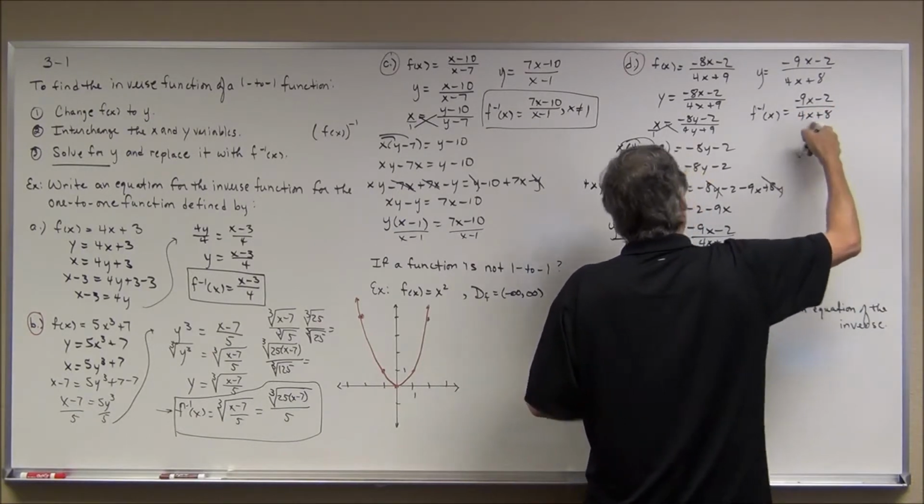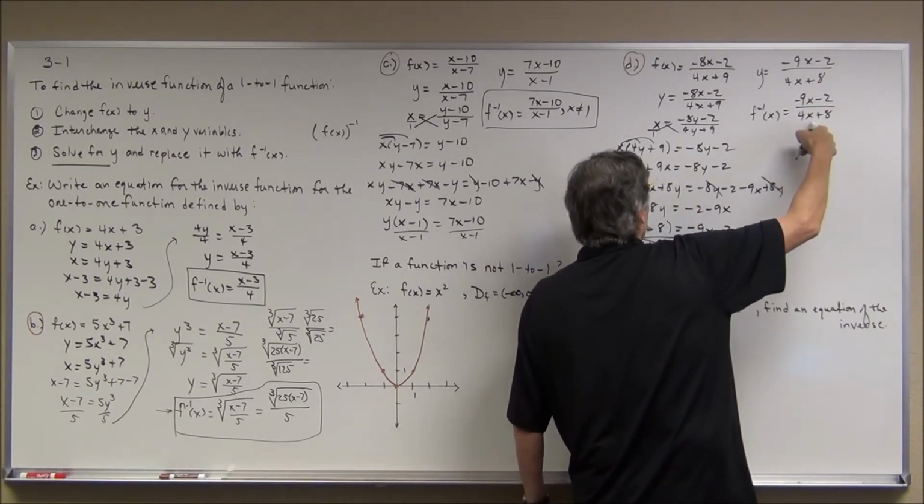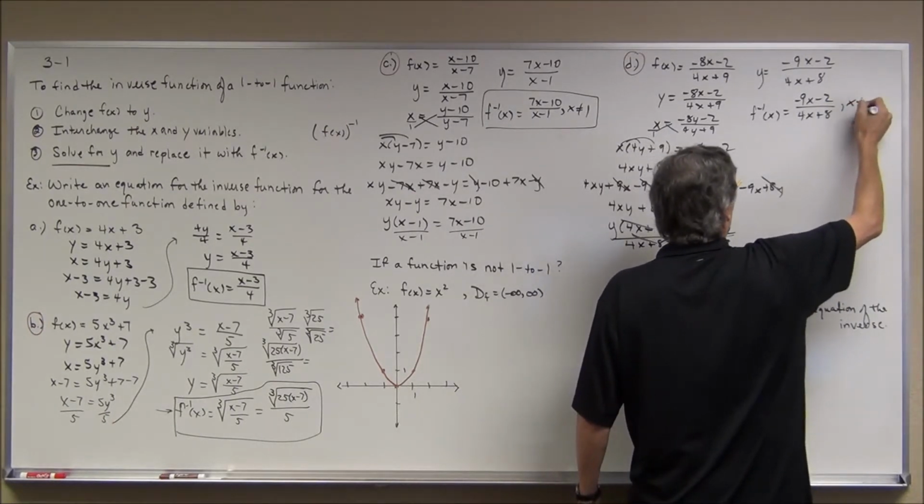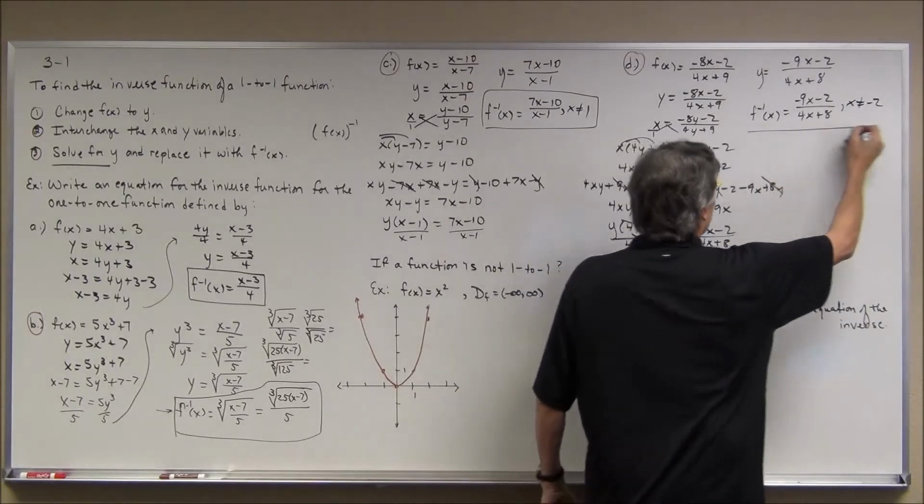And in this case, 4x plus 8 can't be 0. So if I set it equal to 0 and solve, I will get negative 2. So x cannot equal negative 2. And there she is.